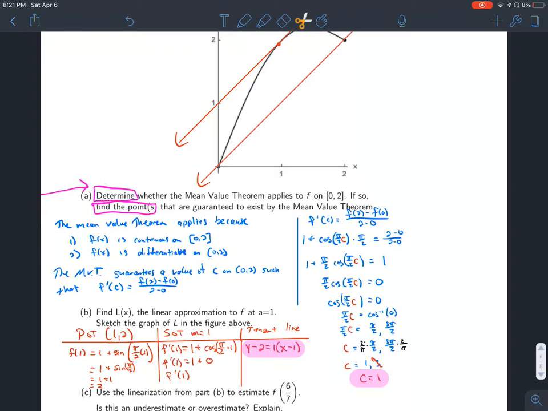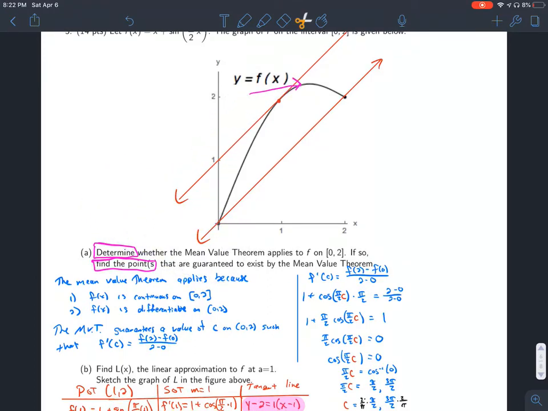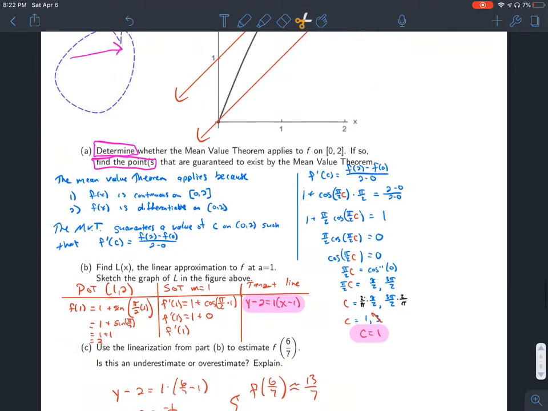Well, let's first determine if it applies. And I'm saying it does. The mean value theorem applies for these two reasons. One, f is continuous on the closed interval from 0 to 2. F is also differentiable on the open interval from 0 to 2. It's continuous because there's no breaks in the graph. We can see that if we were to check this graph out, there's no holes or vertical asymptotes. It's differentiable because there are no cusps on this interval.